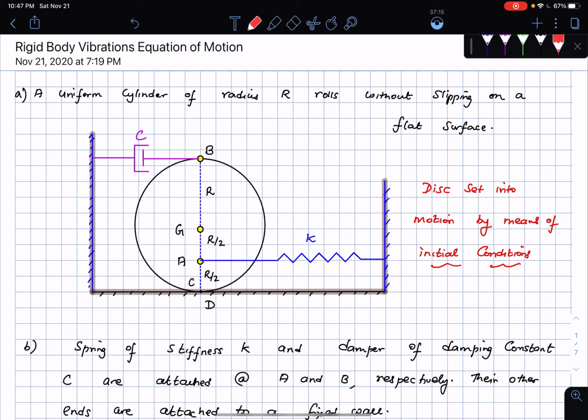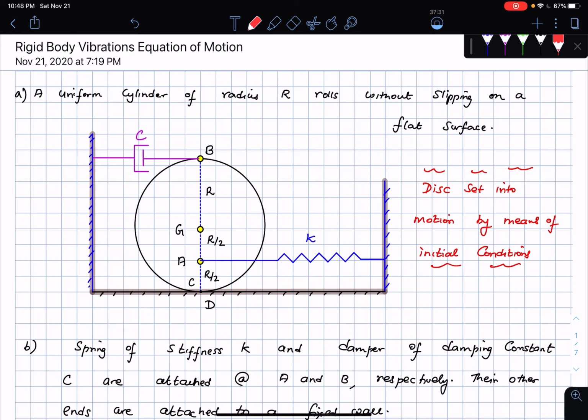Initial conditions could be either an initial displacement or an initial velocity or both. It could be both, we don't know, and we really don't care at this point in time, unless and until you are solving the differential equation, which you will be doing in later courses like system dynamics and so on.